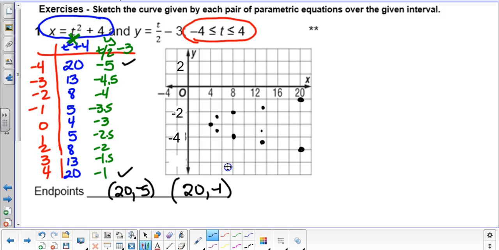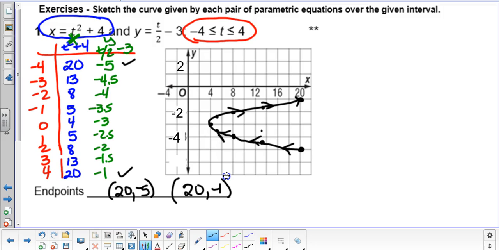What do we have to do now? Connect it with a smooth curve and put some little arrows on to show that it went that way from the bottom to the top. Did I do it the right way, guys? All right. So the arrows show the orientation. The endpoints were at the two t-value restrictions, the greatest and least t-values.